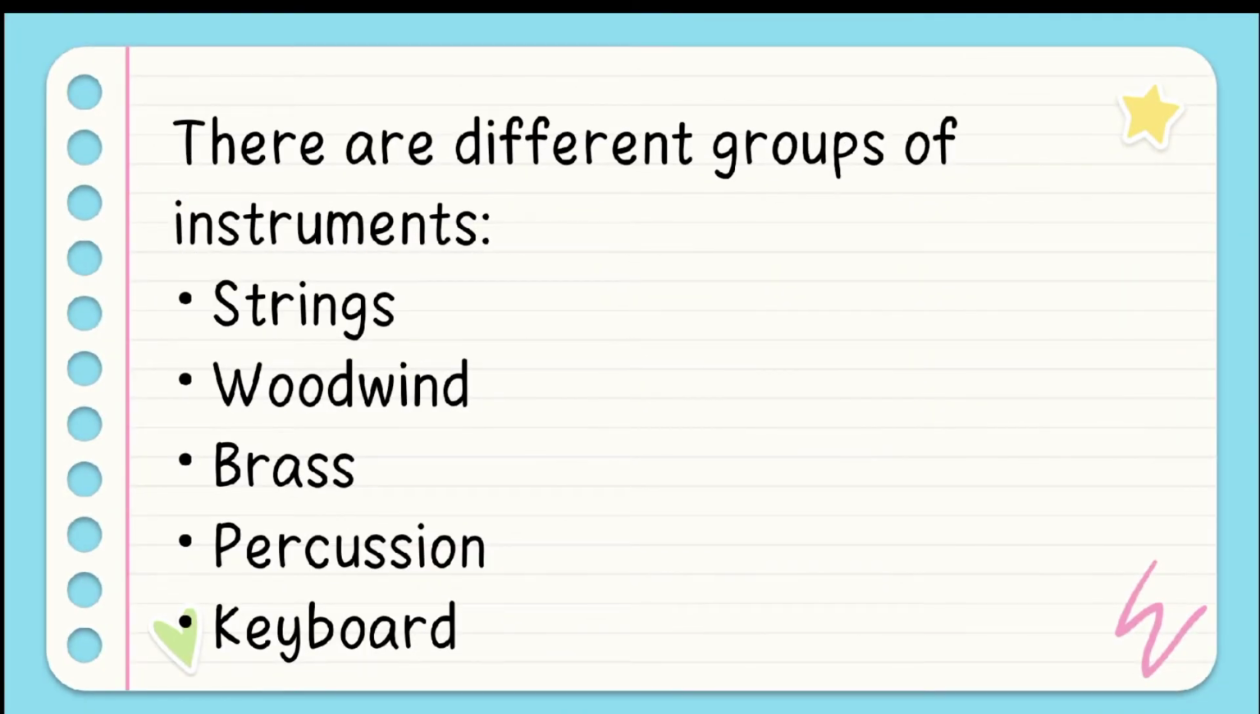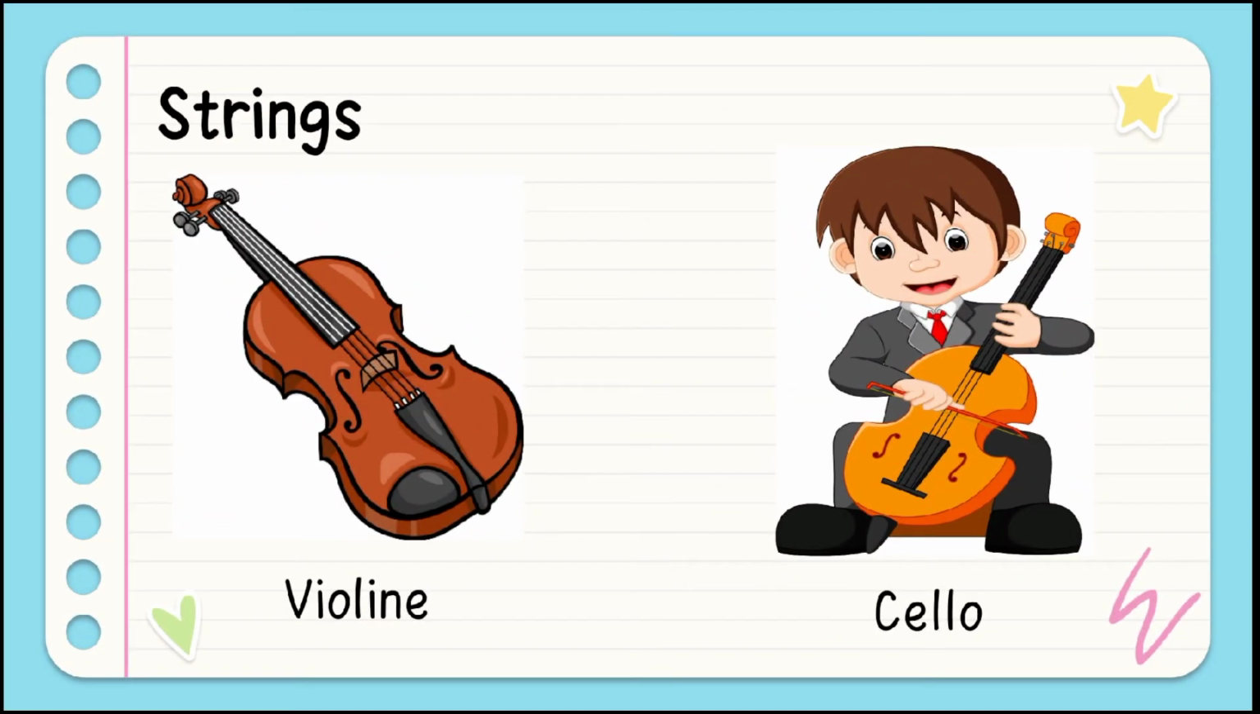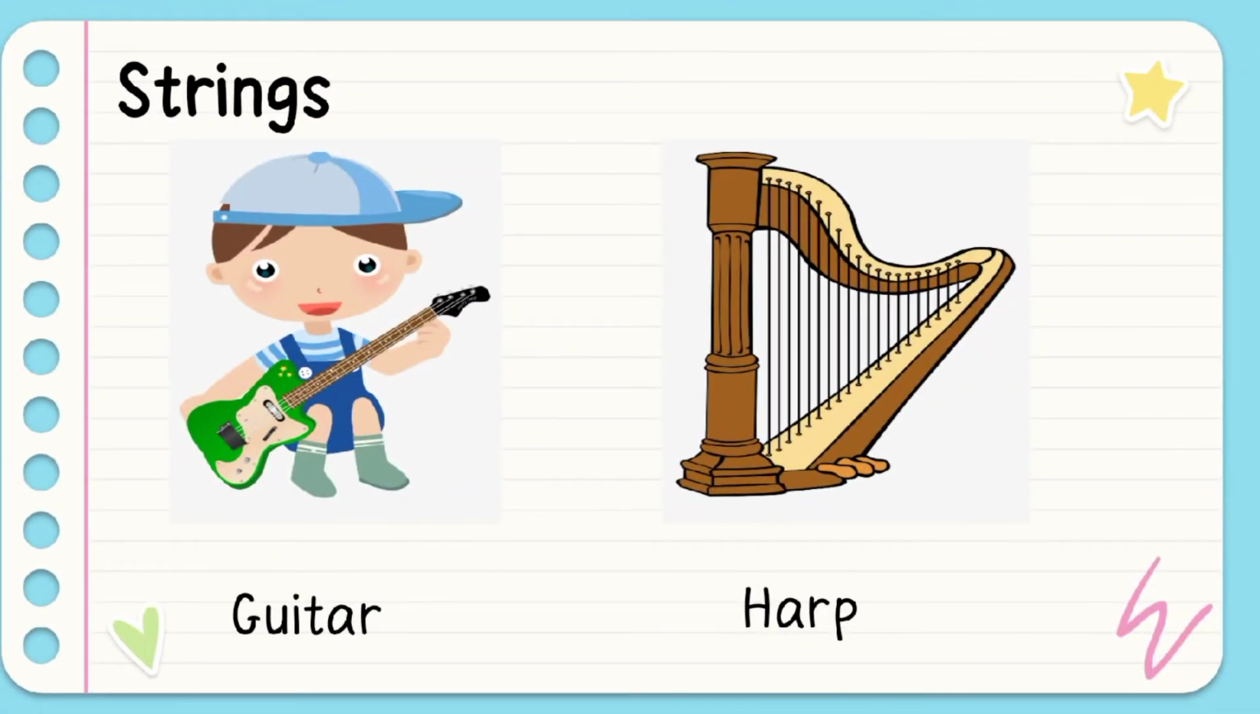There are different groups of instruments: strings, woodwind, brass, percussion, and keyboard. Stringed instruments use tight strings and a body shape that amplifies the sound. Music is created when the strings are drawn over by a bow or are plucked. A bow is a wooden stick with stretched horsehair. We have here the musical instruments under strings: violin, cello, guitar, harp.